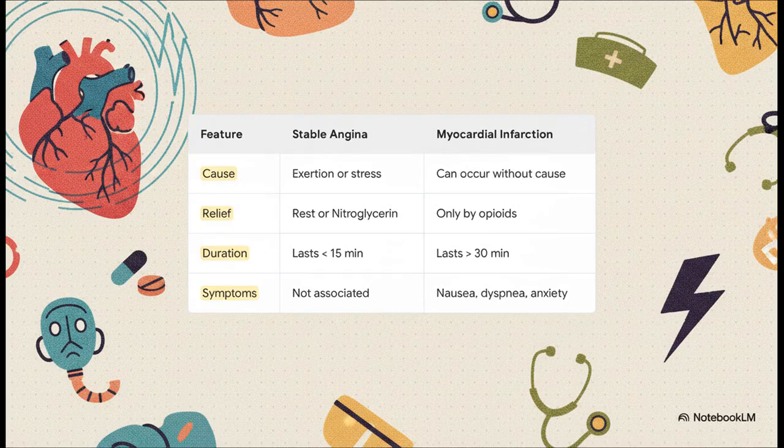Okay, you're going to want to screenshot this slide because this is basically your NCLEX cheat sheet. The most critical piece of this whole puzzle is right here in the relief and duration columns. Look, if the pain vanishes with some rest or a nitro tablet in less than 15 minutes, you're thinking angina. But if that pain is hanging around for more than 30 minutes and only strong opioids are touching it, you are deep in MI territory. And don't forget those other symptoms, nausea, sweating, feeling like you can't breathe. Those are practically screaming MI.